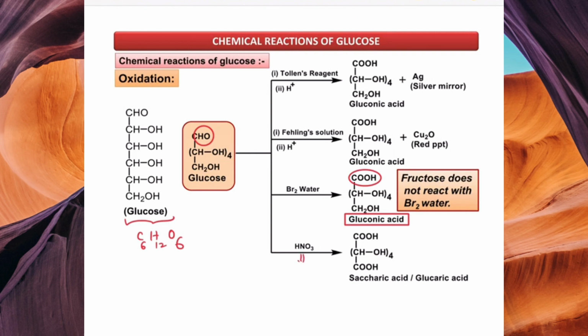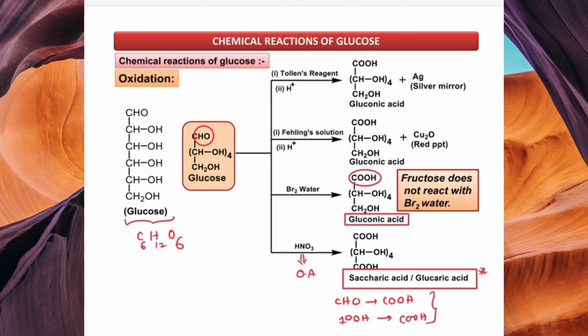But HNO3 is a strong oxidizing agent. We are getting saccharic acid or glucaric acid. This oxidizes aldehyde into carboxylic acid as well as primary alcohol into carboxylic acid.